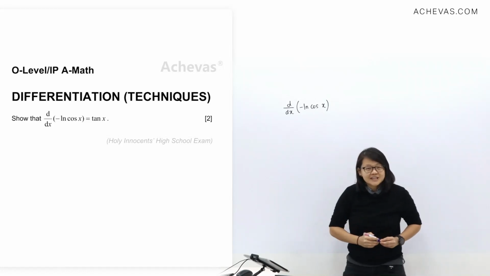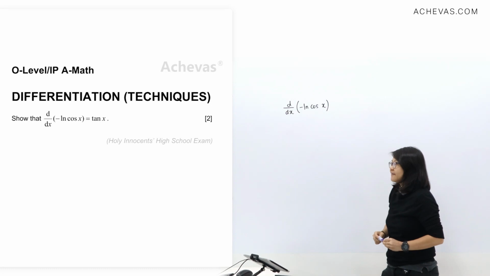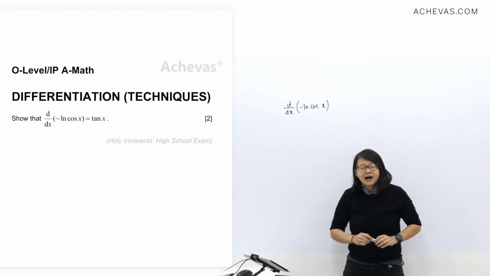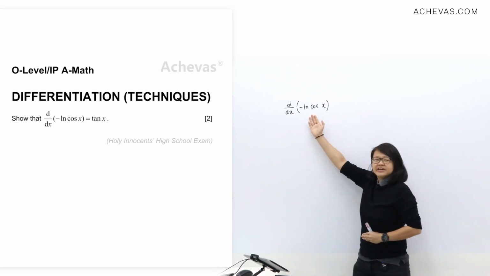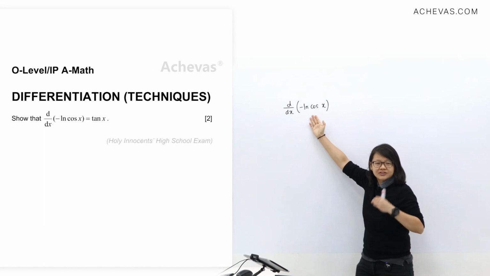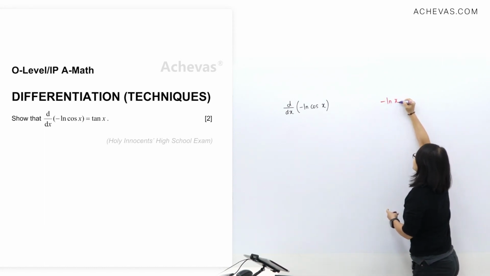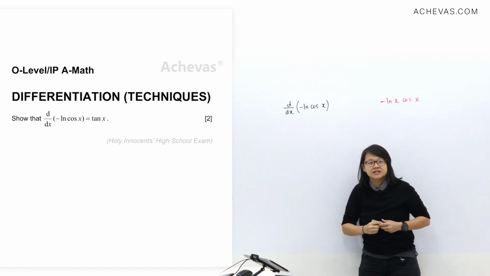Let's take a look at the differentiation question. Show that d/dx of negative ln cos x equals tangent x. Now, I would like you to think about this question, because there's a very common mistake that students make. They think that this means negative ln x multiplied by cos x. That's the difference between these two questions here.